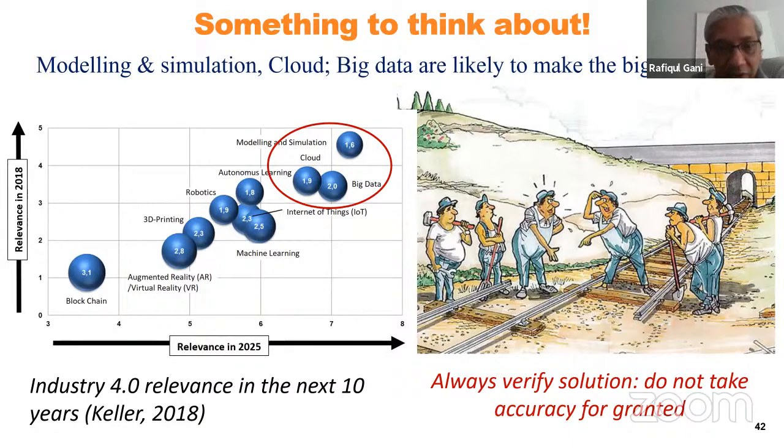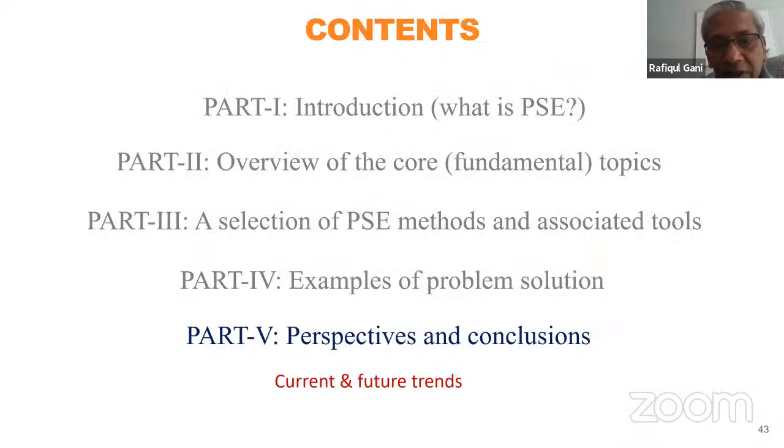Also, if we look at the future of which techniques would be important, computer-aided techniques, modeling and simulation are very high, big data is very high, cloud computing, automatic learning, these are very high. So these are also some things to talk about in terms of where we should focus in terms of development of methods. So finally, perspective and conclusions.